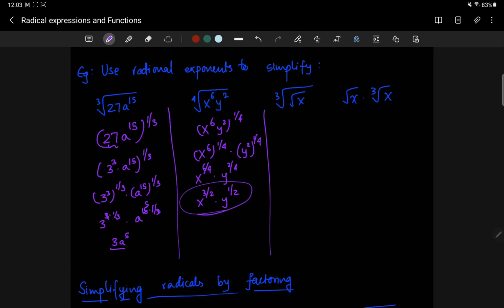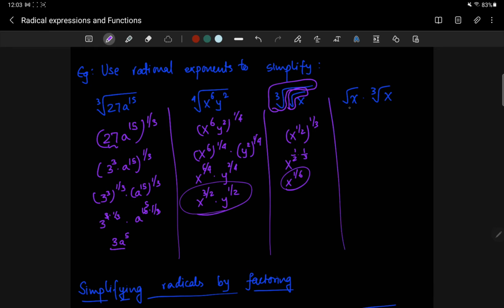Second one. Now this one you have to be careful. There are two radicals here, right? So the first radical is a 1/3, and the second radical is a 1/2. So what you have is x to the 1/2, right? That's root x. And this entire thing is to the 1/3 because it's the cube root of the square root of x. And then using the property of multiplication, it's 1/2 times 1/3, which comes out to be 1/6.